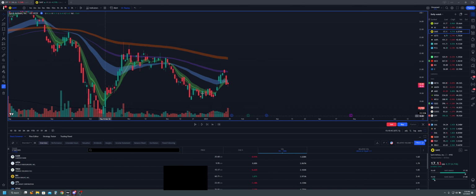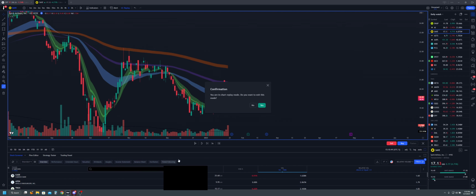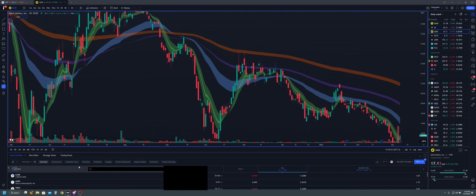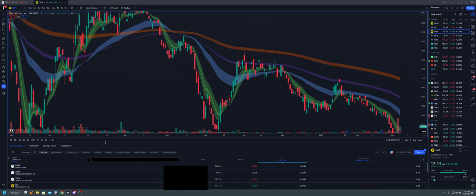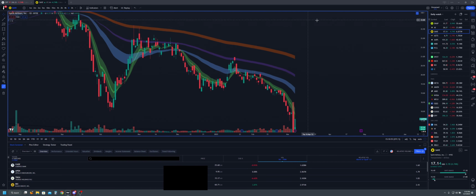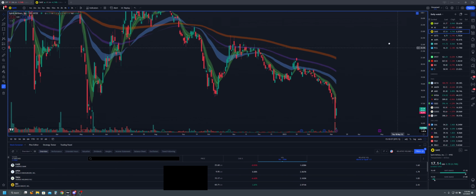All right, it's recording. All right, so I have my scanner pulled up. I try to have as much screen as I can, but not too little for this. All right, so we start with the daily. We have our scanner set up.